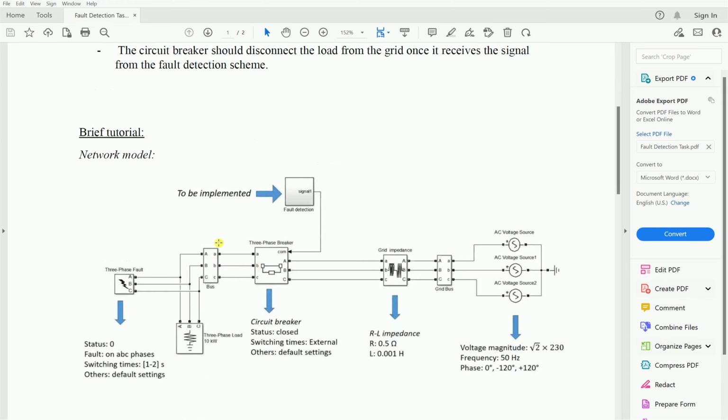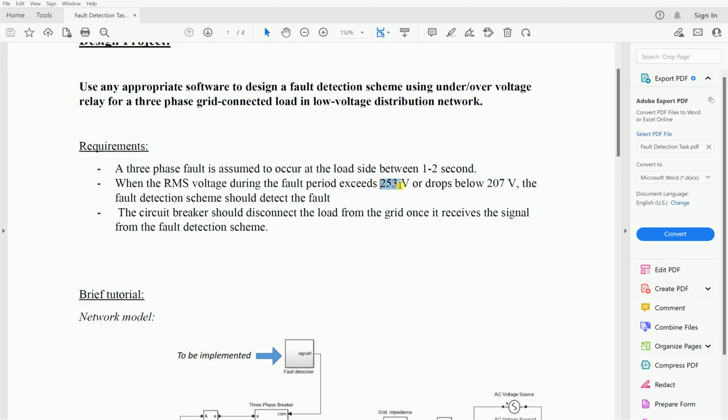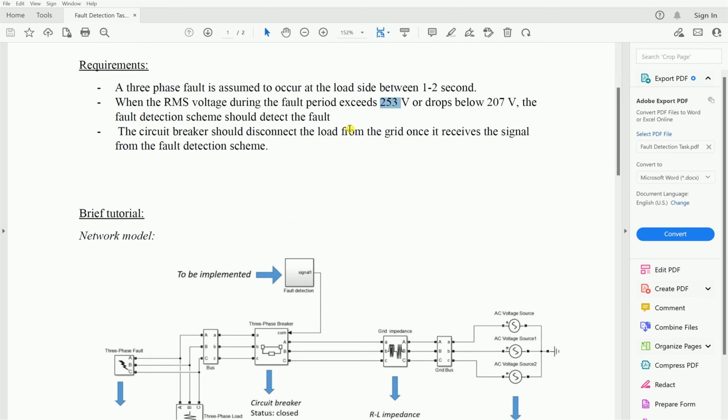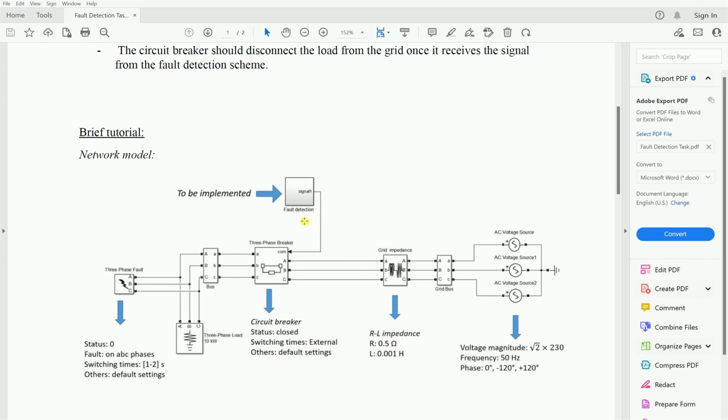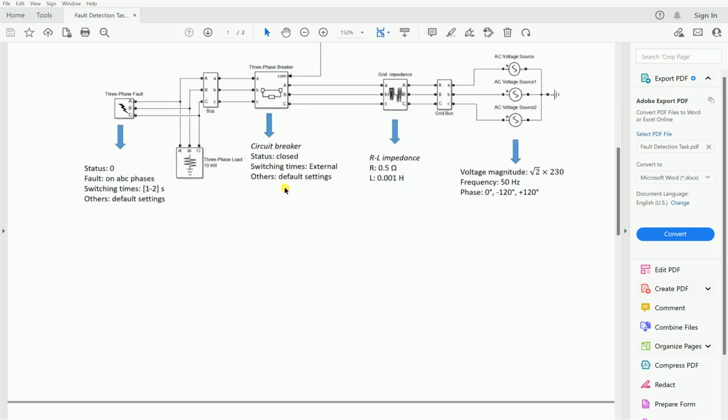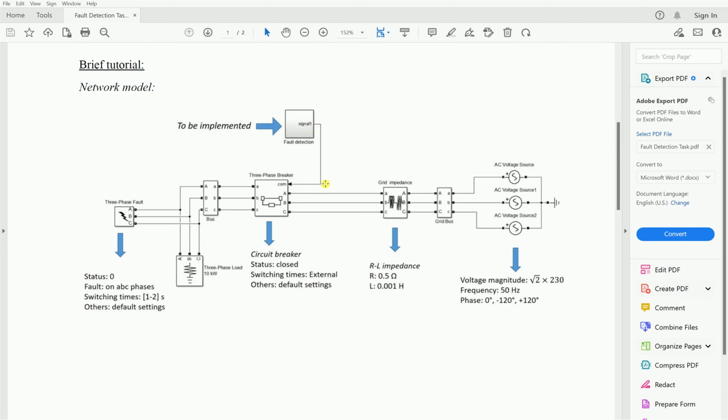Here we have the measurement for the voltage and current. If the RMS value of the voltage during the fault exceeds 253 volts or is less than 207 volts, then what are we going to do? The fault detection scheme will detect the fault and give a signal to the circuit breaker to be opened. You can see the status is closed, so it is normally closed, and you will give it a signal from outside.